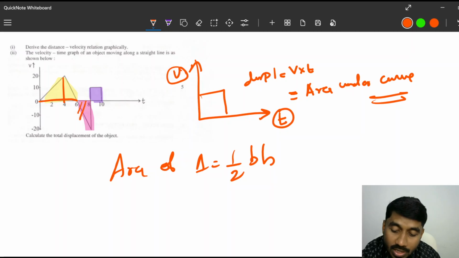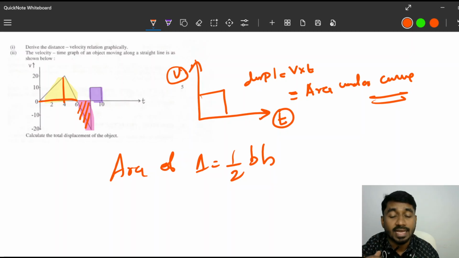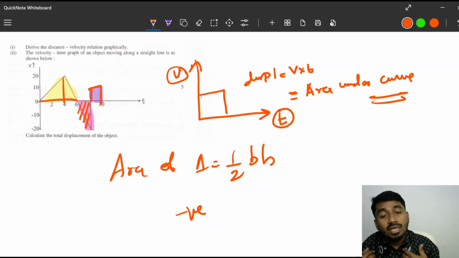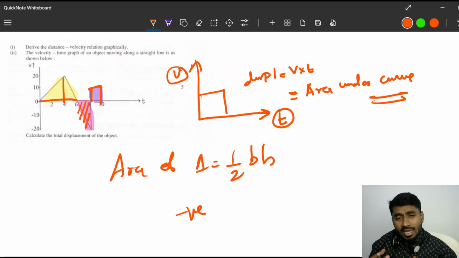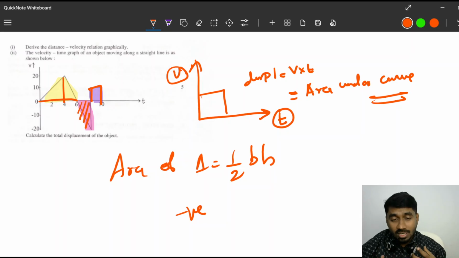But make sure when you find the area of the triangle below the x-axis, it should be negative. And here this is a rectangle, length into breadth. So try to solve this question as a homework and send me the answers in the chat box. This is how. Now let's discuss more questions on the next class.